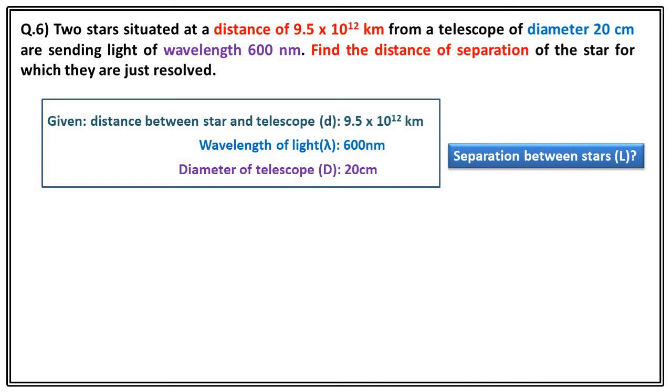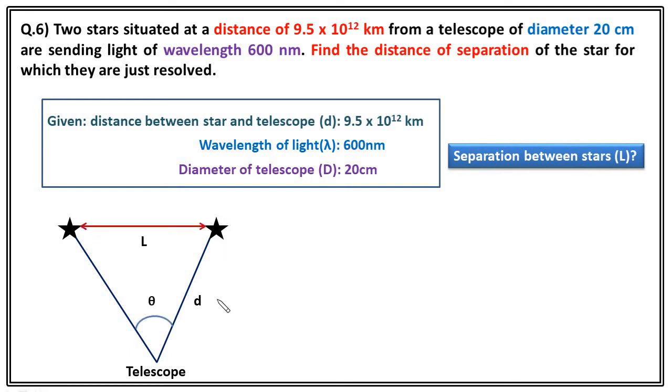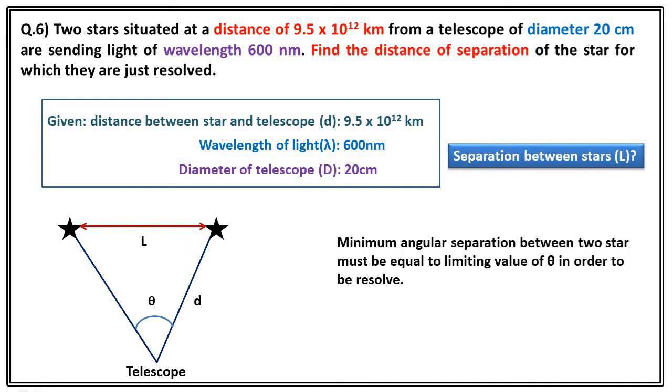Let's try to understand this problem from a cartoon diagram. We have two stars here, 1 and 2, and here we have a telescope, okay? Let's suppose we are looking at these two stars with the help of this telescope, and the distance of the telescope from the stars is given as d, and let's say the angular separation between them is theta, and I have to find out this l, okay? In order to resolve these two stars, so that one can say that there are two stars, not a single star, there must be a limitation on this theta, meaning how small this theta can be in order to resolve them. The minimum angular separation between two stars must equal the limiting value of theta, otherwise we cannot resolve them.